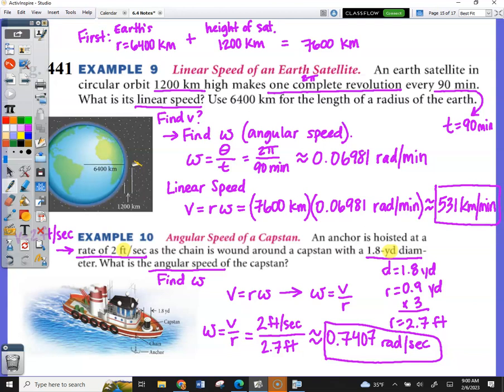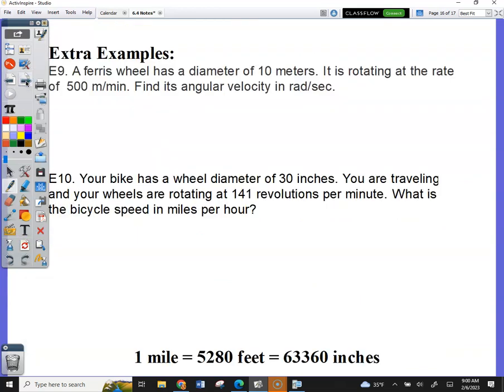All right, let's do two more practice problems. We've got a Ferris wheel. Y'all good? Everybody? Oh, y'all, I was wondering why y'all weren't turning the page. It's on the bottom of your agenda.